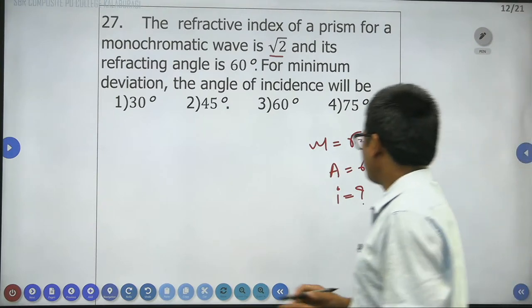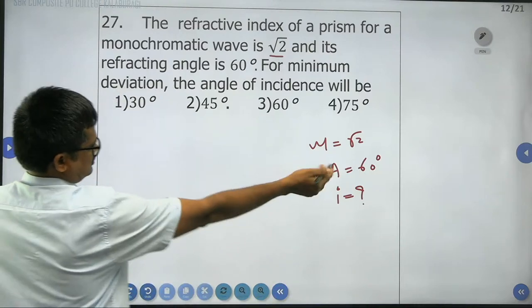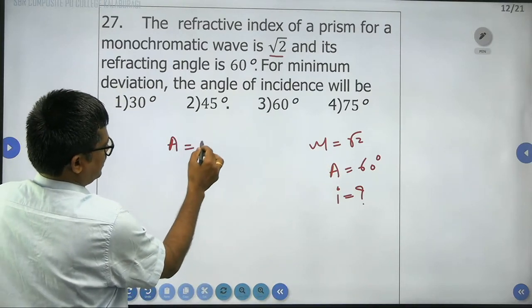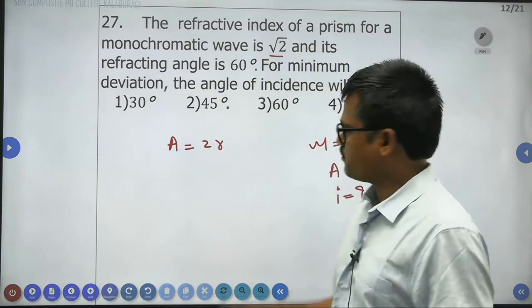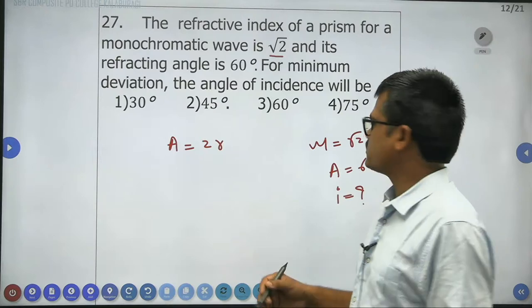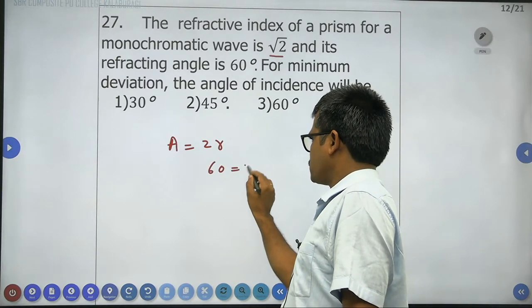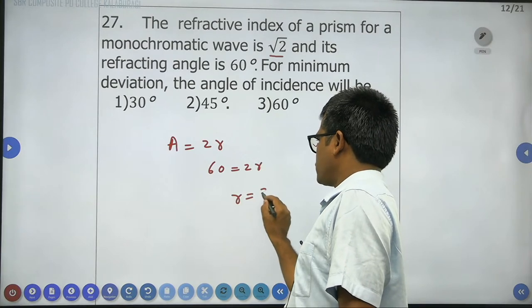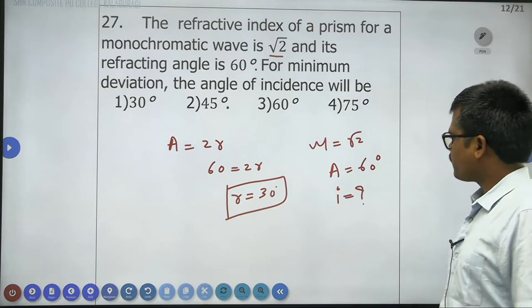You know already, for minimum deviation, can I use A equals to 2R? A equals to 2R. Hopefully you are very comfortable with this formula in case of minimum deviation. So they have given the angle of prism, 60 degree equals to 2R. Therefore, R is equals to 30 degree. Now we are asked to find I, no?